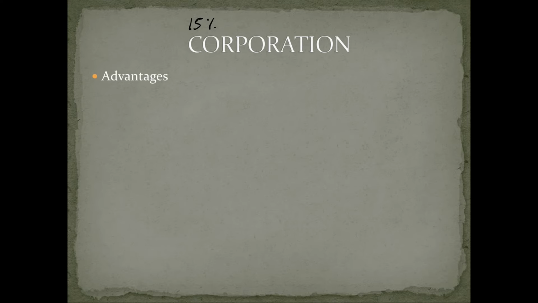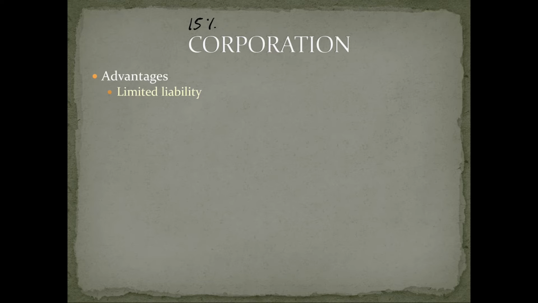So what are the advantages and the disadvantages of a corporation? One last thing before I move into the advantages and the disadvantages. Corporations are thought of as a creature of state. So they are a creature of whichever state that they are incorporated in.